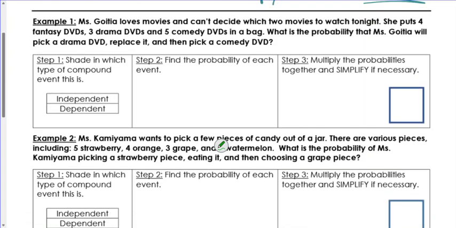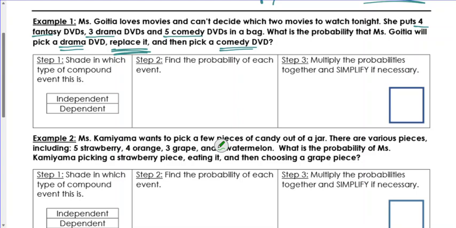So example 1. Miss Goitia loves movies and can't decide which 2 movies to watch tonight. She puts 4 fantasy DVDs, 3 drama DVDs, and 5 comedy DVDs in a bag. This is kind of an old question because DVDs don't seem to really be a thing anymore. What's the probability that Miss Goitia will pick a drama, replace it, and then pick a comedy?